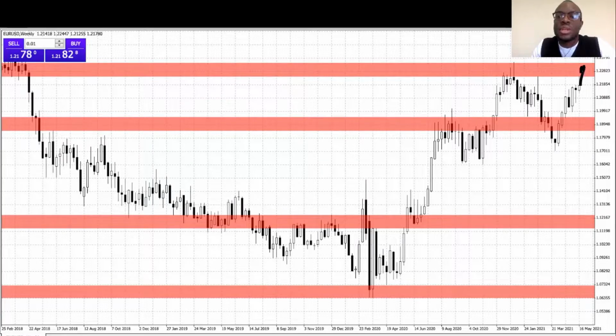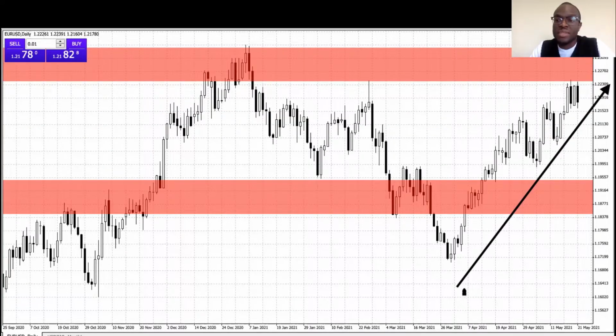1.22823 or beyond that. Maybe in the bullish case, we later on will be expecting the price to break above this level and pull back to retest it before moving all the way to the upside. Okay, so these are the movements that we'll be expecting on the weekly chart. Now we'll move on to the daily chart.